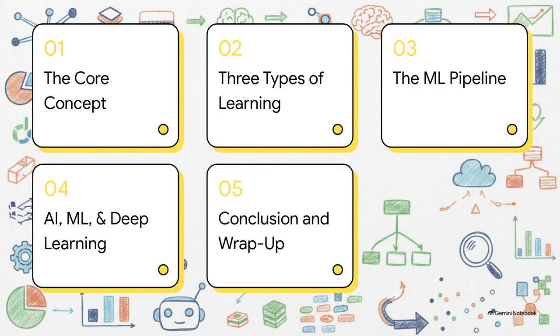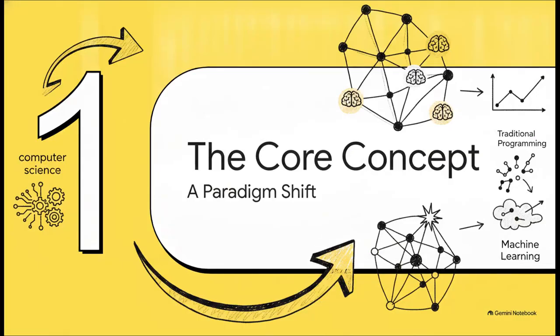To answer that, here's our roadmap. We're going to cover the core concept, the 3 types of learning, how the machine learning pipeline works, the difference between AI, ML, and deep learning, and then we'll wrap it all up. Okay, starting with part 1, the core concept.